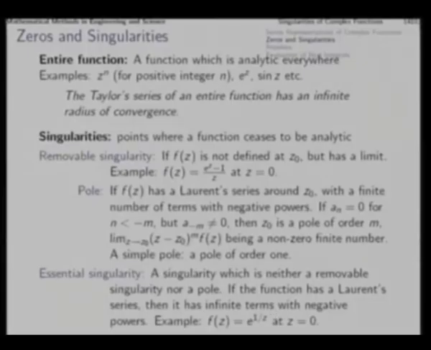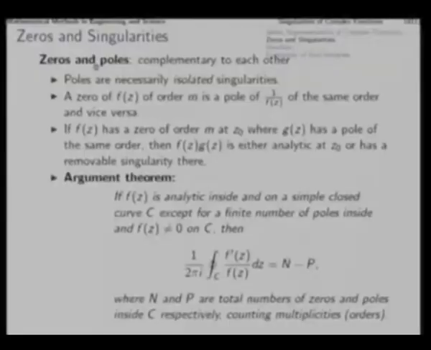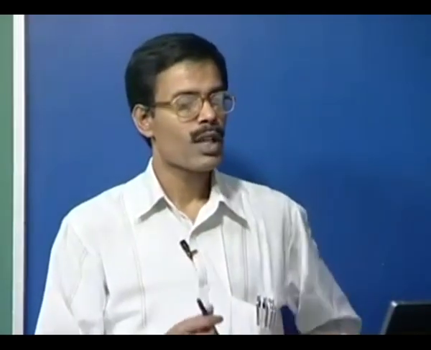Now, zeros and poles have a little complementary nature to each other. As we have seen, for analytic functions the zeros are always isolated.